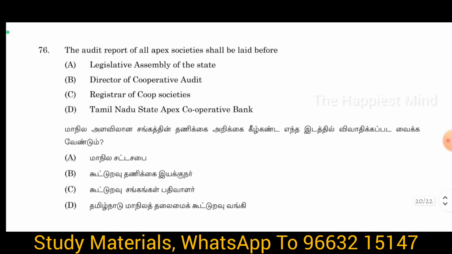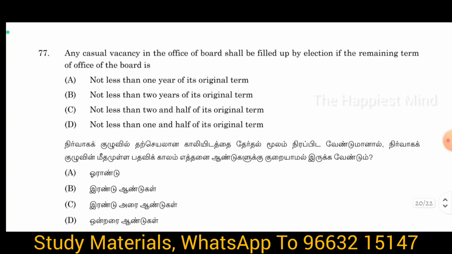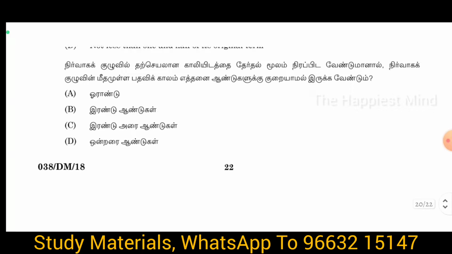The audit report of all apex societies shall be laid before dash. Answer is option A, legislative assembly of the state. Next question 77. Any casual vacancy in the office of board shall be filled up by election if the remaining term of office of the board is dash. Answer is option C, not less than 2 and half of its original term.